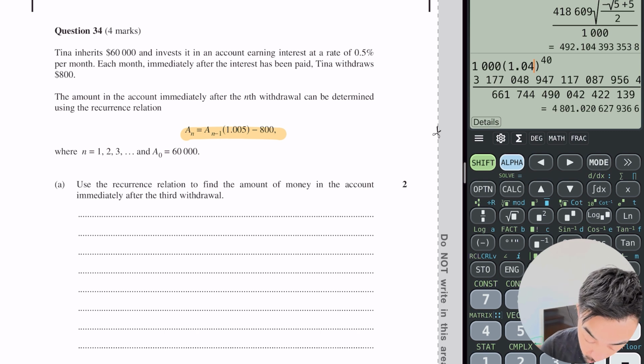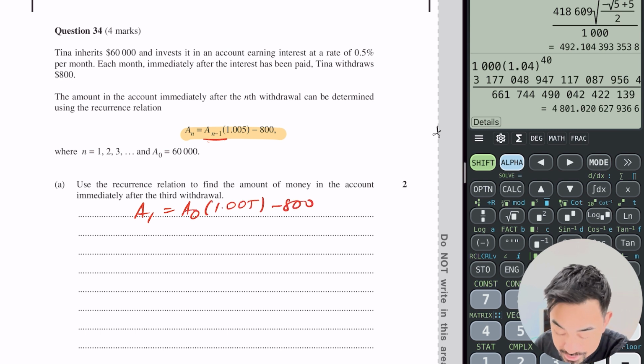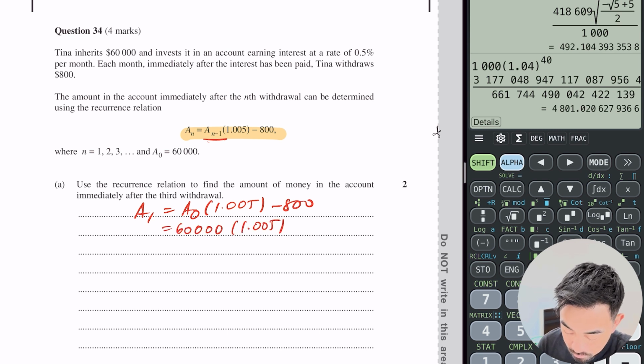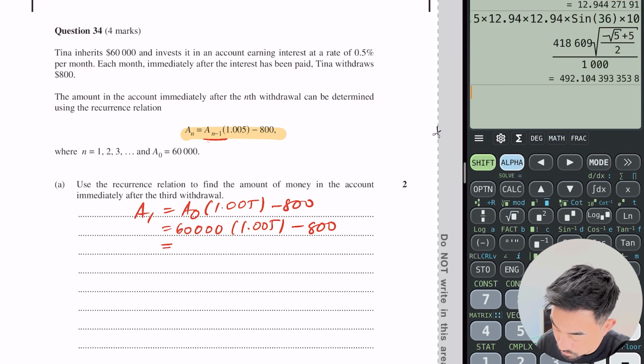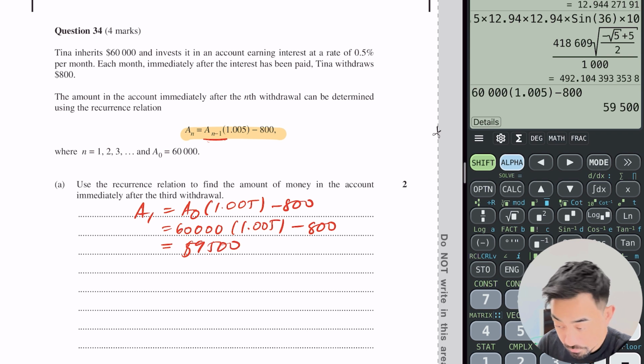All right, so here we go. A1 will be the one before, so A0 times 1.005 minus 800. Now A0 is the money initially, so that's going to be 60 grand. So 60,000 times 1.005 minus 800. So A1 is 59,500.